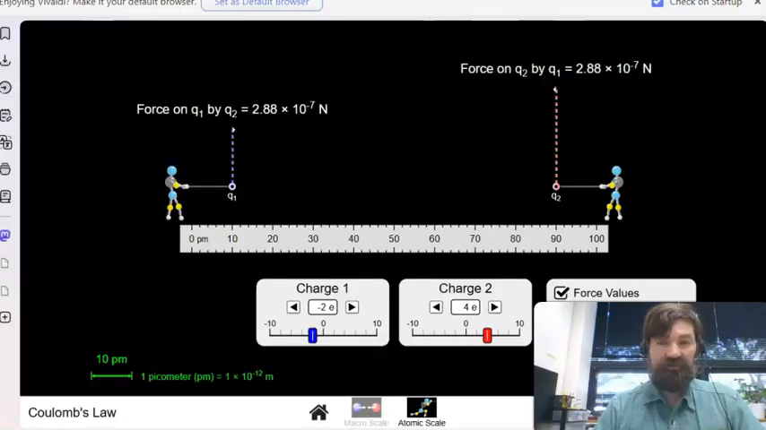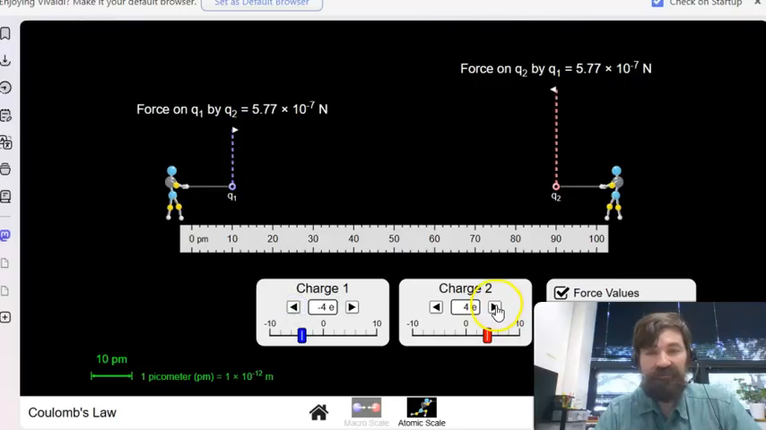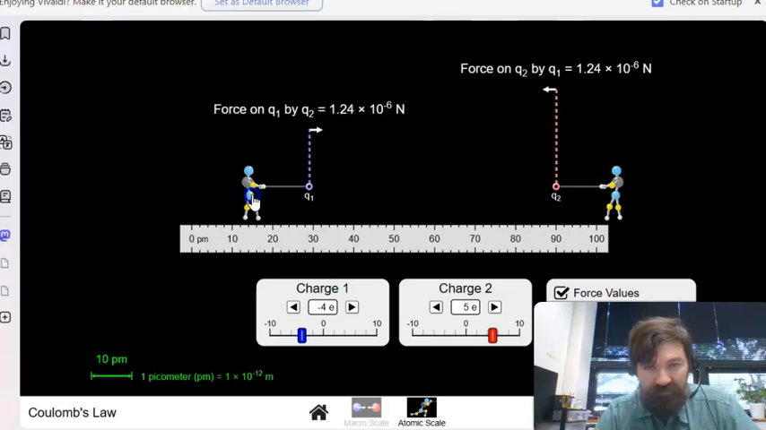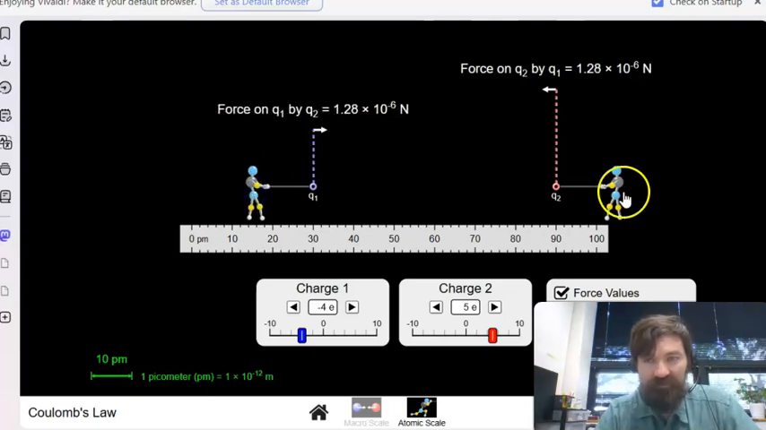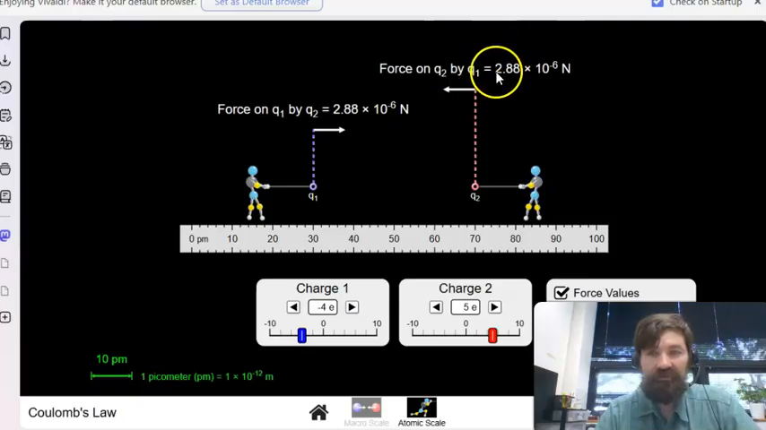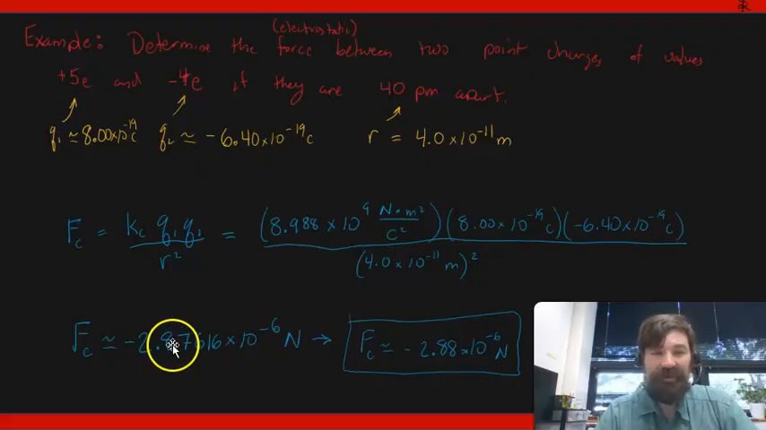Let's go back to the PhET simulation though, because I can actually set up this exact configuration. So here's the two charges that were just mentioned. Let's put this guy back at its position of 30, which I guess is about here. I said it was 40 picometers apart, so I think that means this guy's got to be at 70, which is right here. And sure enough, 2.88 times 10 to the negative 6 newtons is what the simulation is also showing. So you can see how that matches with the number that we calculated down here.